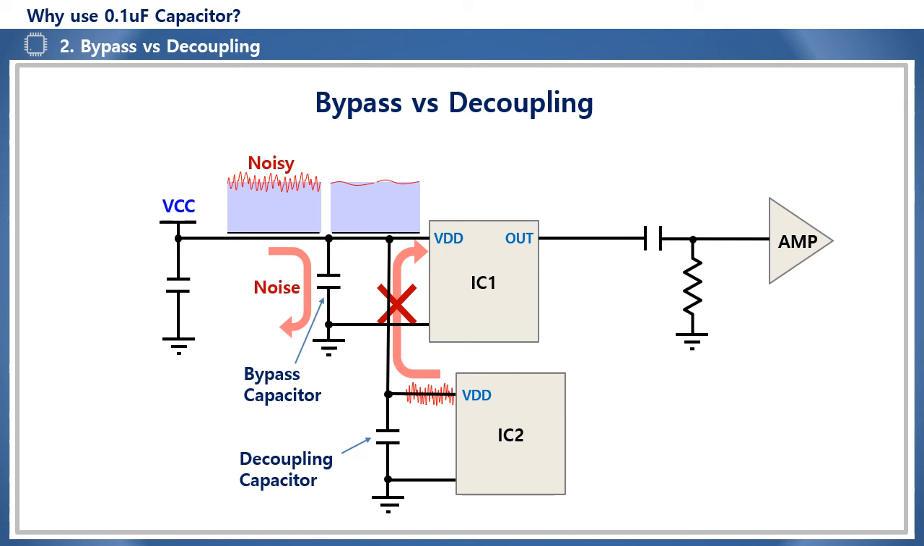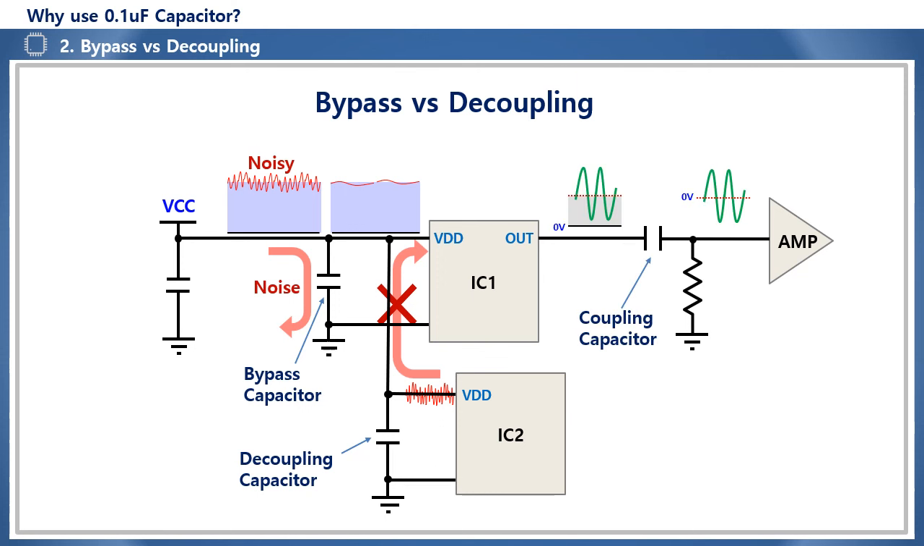The decoupling capacitor not only suppresses noise going out, but also acts as a momentary current source to the IC, and plays a power stabilizing role by suppressing fluctuations in the power line. It is important to place this decoupling capacitor adjacent to the power pin of the IC.